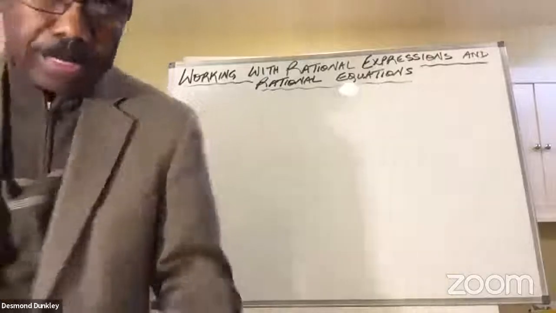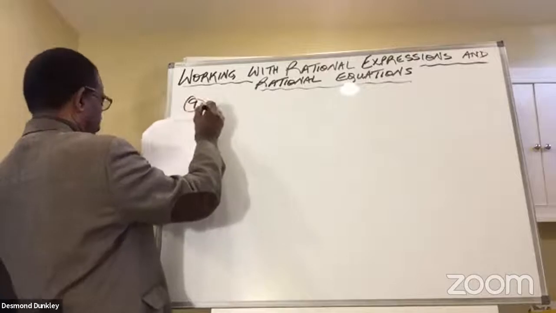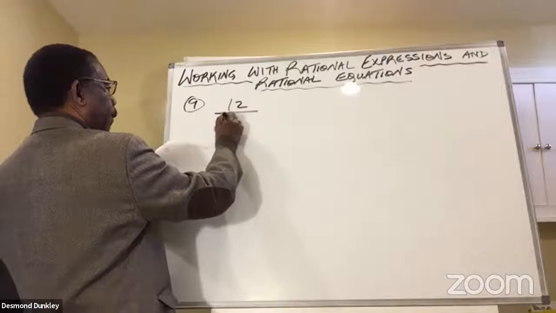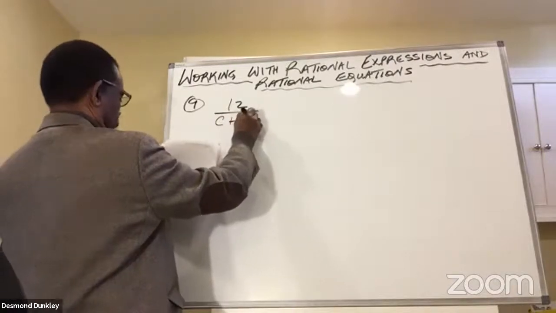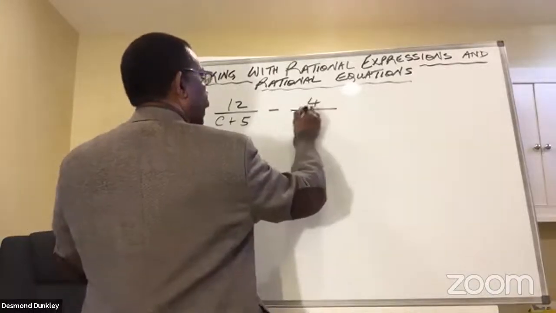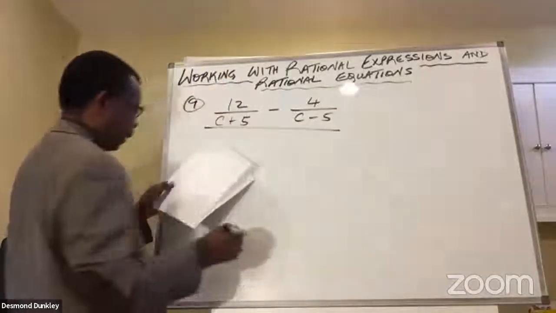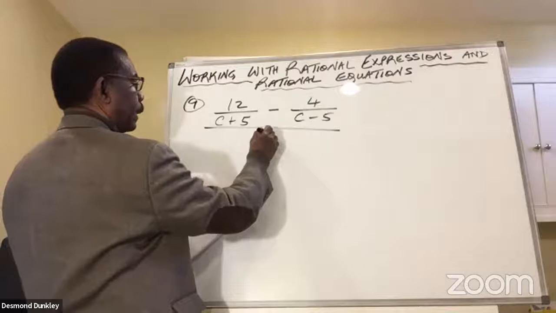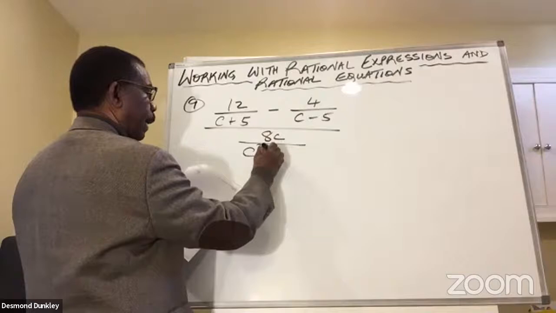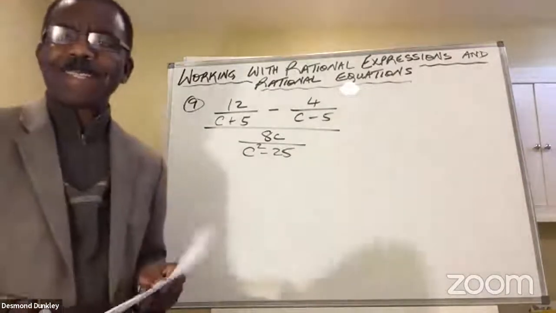Okay, here we go. So this is number 9. It says 12 over C plus 5 minus 4 over C minus 5, all divided by 8C over C squared minus 25. That's what is given. Let's see what we get.